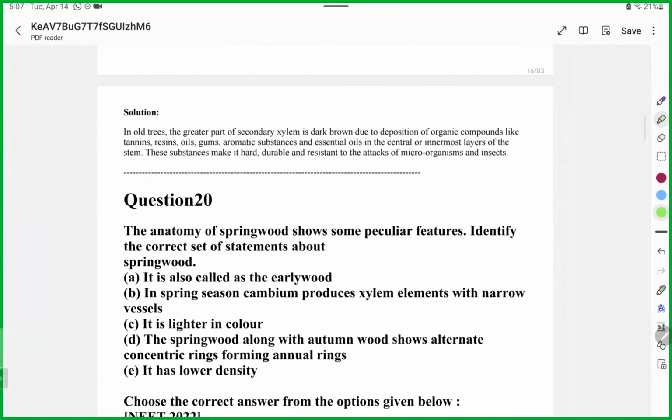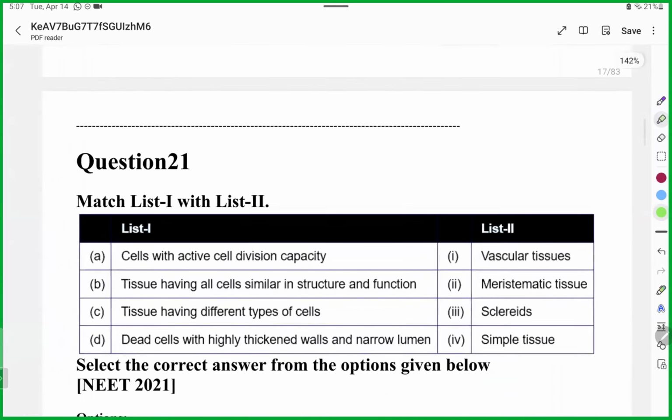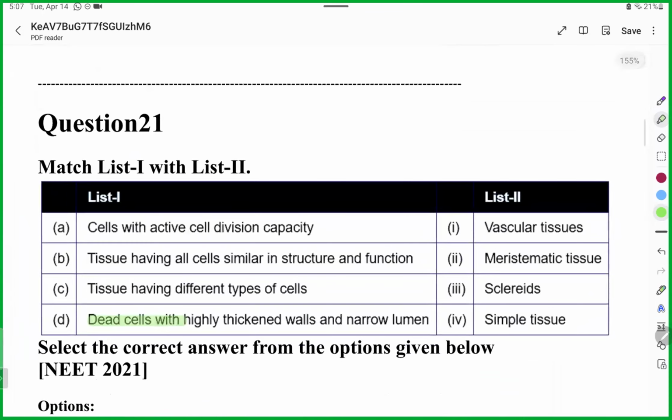So tell me, is it asking a direct NCERT-based straightforward question? Direct definition. Dead cell with highly thickened wall and narrow lumen. If it is dead, then it is sclerenchyma. Different types of cells. Vascular tissue, xylem or phloem. All cells have the same structure and function. Cell tissue. Dividing. Meristematic. Yes.